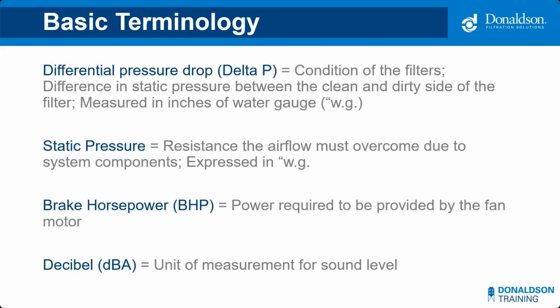These four terminologies are important when it comes to fan design. Differential pressure drop, or delta P, that's the condition of the filters in the dust collector, the difference in static pressure between the clean and dirty side of the filter. We measure this in inches of water gauge. The static pressure is the resistance the airflow must overcome due to the system components, the resistance of the duct from between the pickup point and the dust collector. This is also expressed in inches of water gauge. The brake horsepower, BHP, that's the power required to be provided by the fan motor. And then decibels, dBA, the unit of measurement for the sound level.